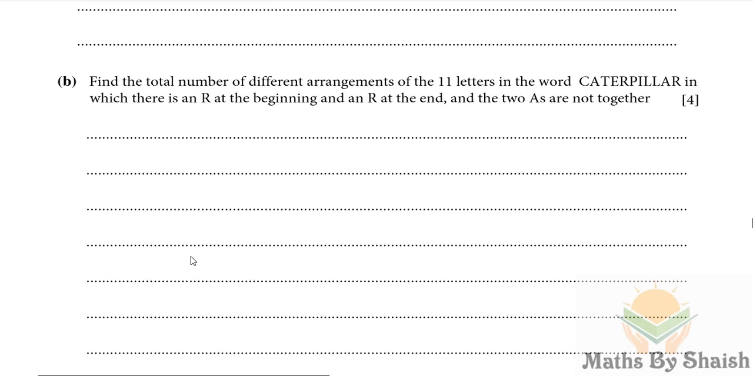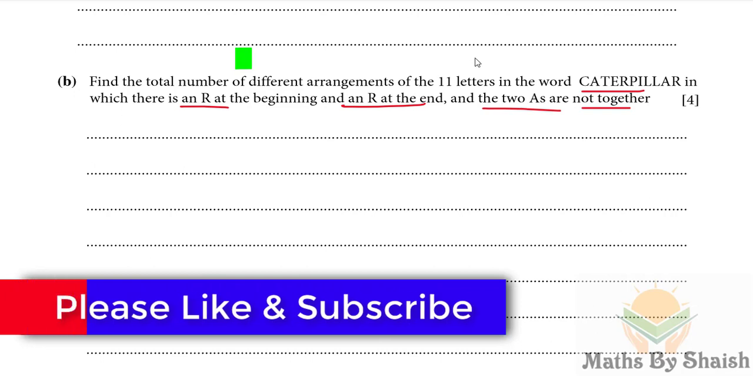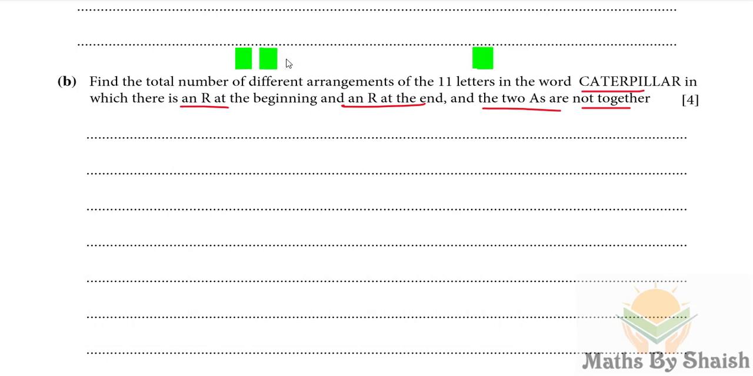Find the total different arrangements of 11 letters in the word caterpillar, the same, in which there is an R at the beginning and an R at the end, and the 2 A's are not together. So what we are going to do, I'll draw this condition here. It means first R is coming here, let's say, and the last R is coming here. I'll draw the 11 places first of all. 1, 2, 3, 4, 5, 6, 7, 8, 9, 10, and this is 11.